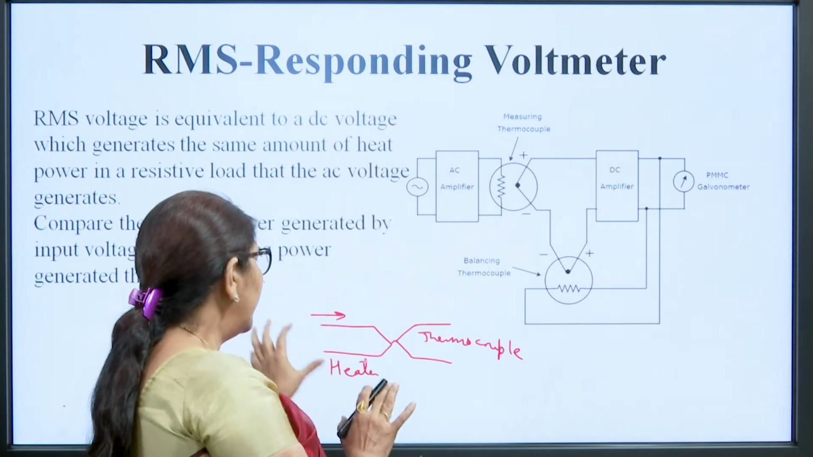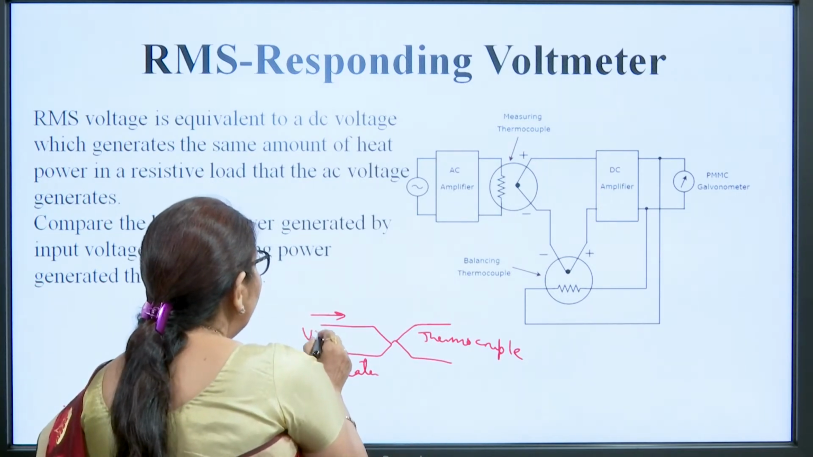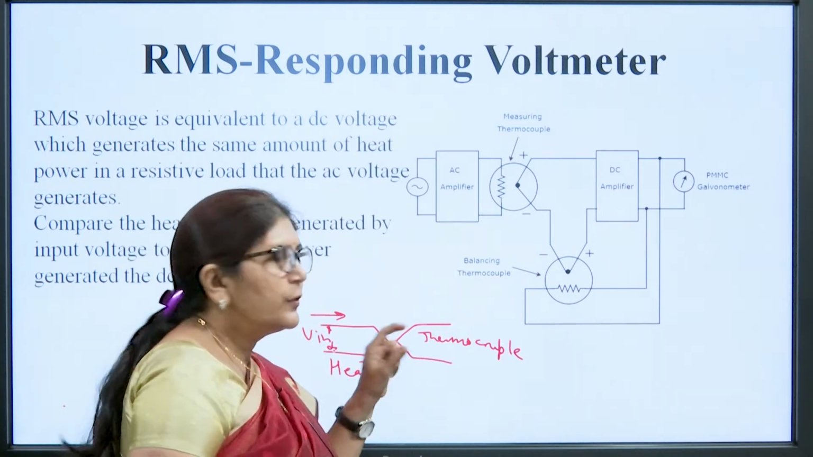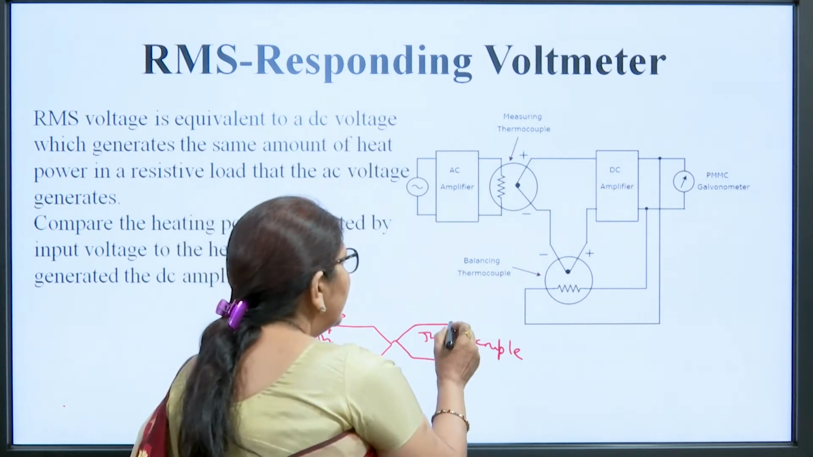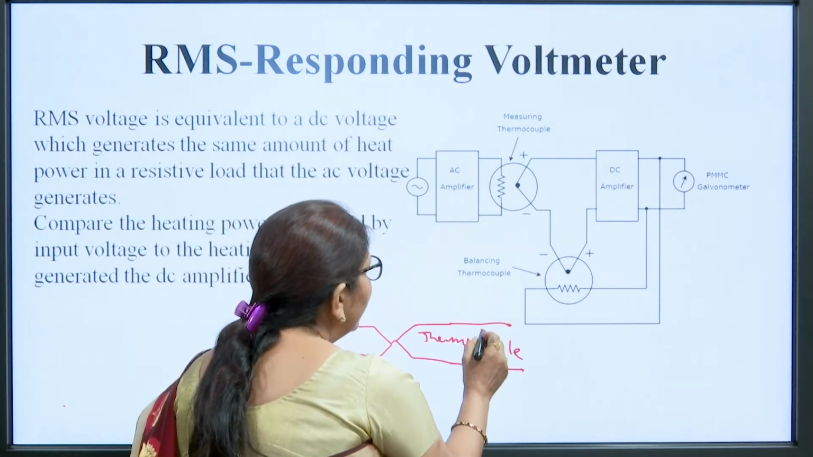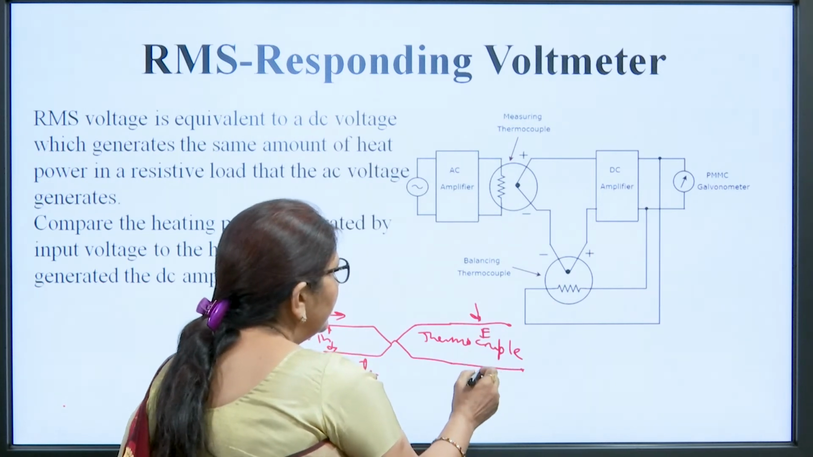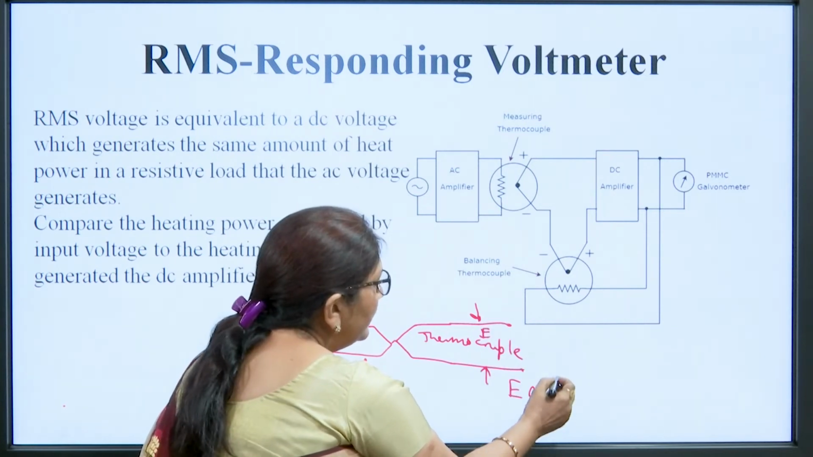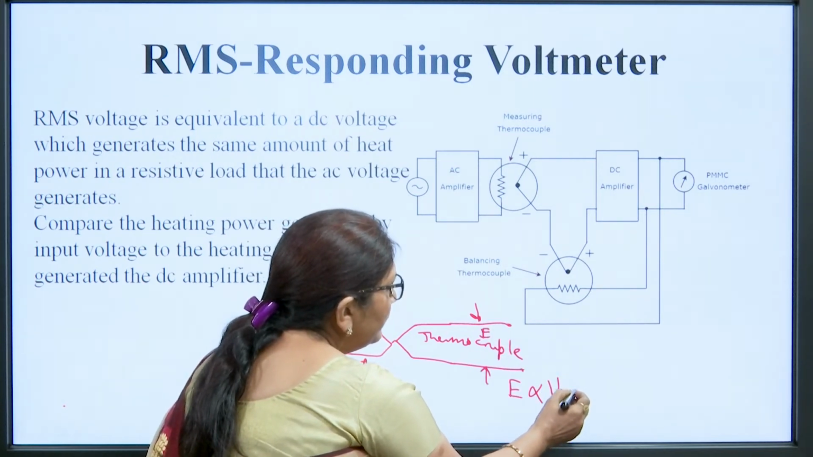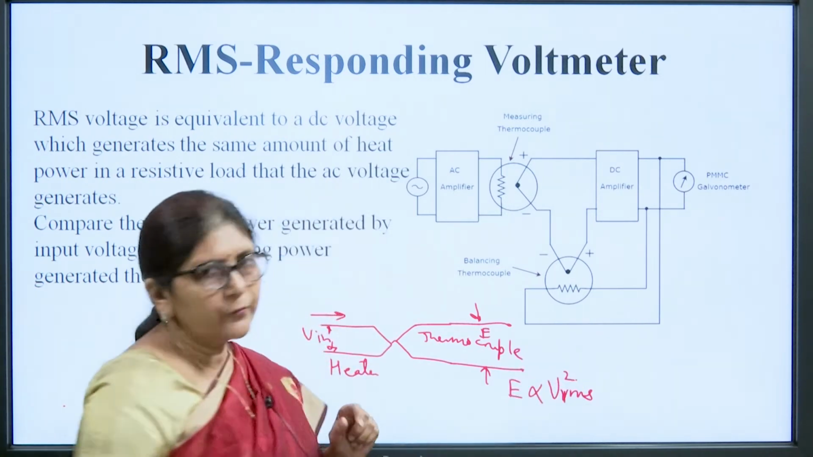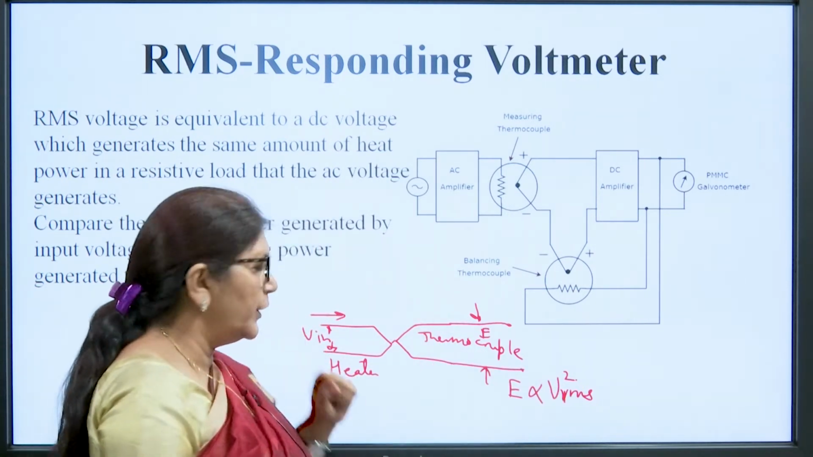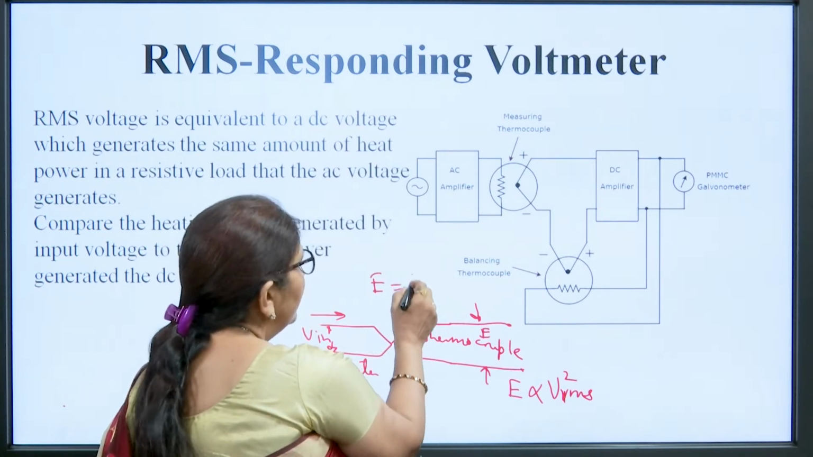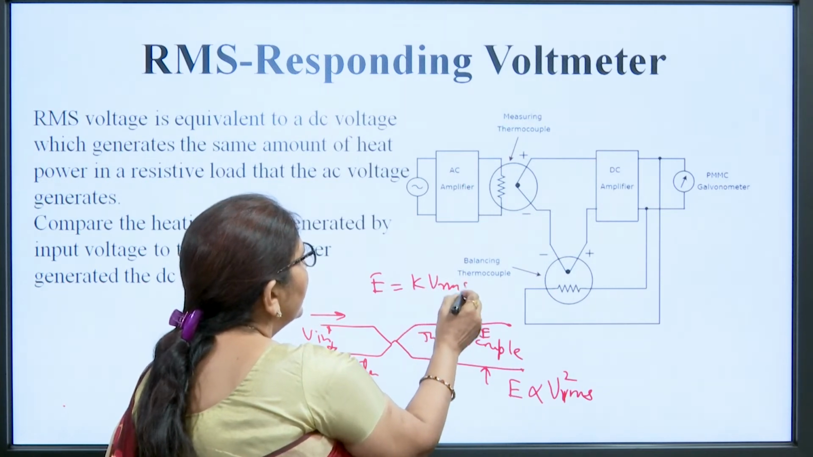In the true RMS voltmeter, the input voltage is applied across this heater, then the heater will heat up, and this thermocouple will produce a voltage across its two wires. Suppose it is producing a voltage E across this. This voltage E is proportional to the V RMS square of the input signal. So the proportionality is E equal to K into V RMS square.